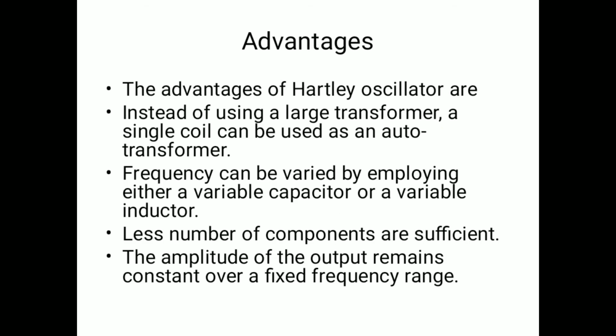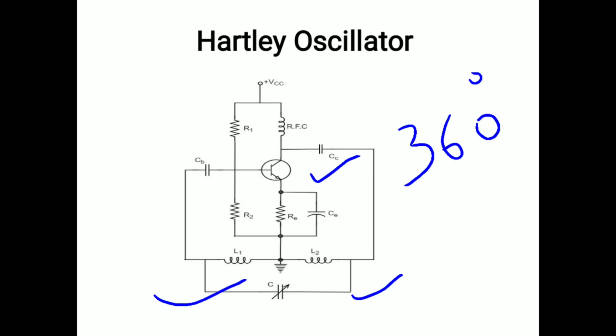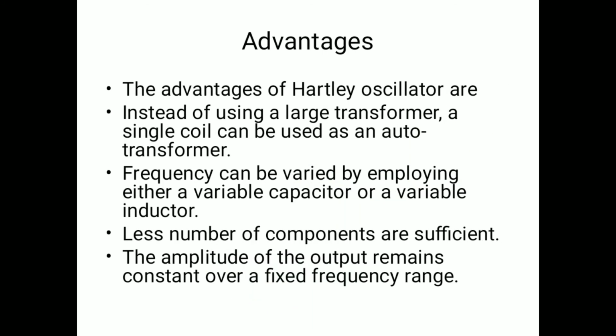Now let's discuss the advantages of the Hartley oscillator. Instead of using a large transformer, we use a single coil as an auto transformer, so it will be less bulky. Second, fewer components are required. The frequency can be varied: we can vary L1, L2 or C, and the frequency will be variable. The amplitude of the output remains constant over a fixed frequency range.